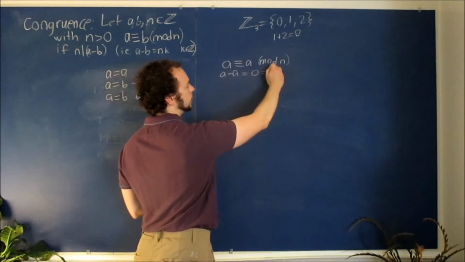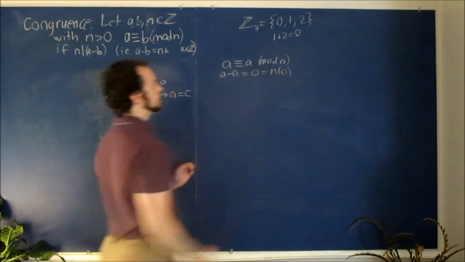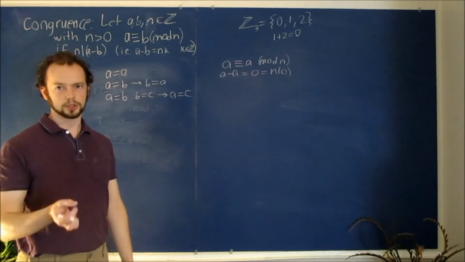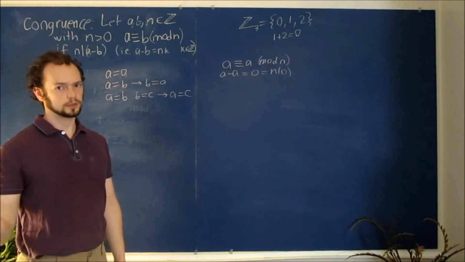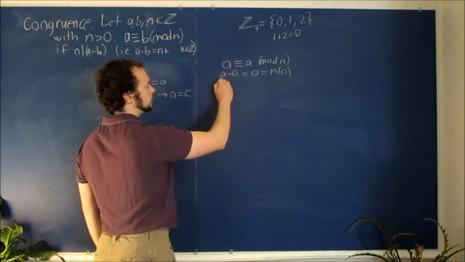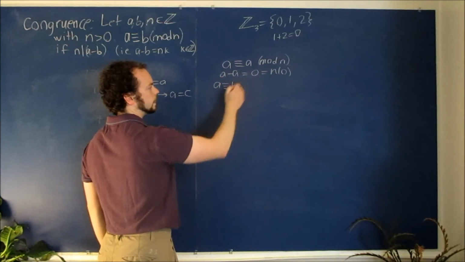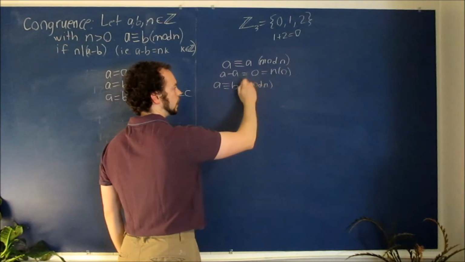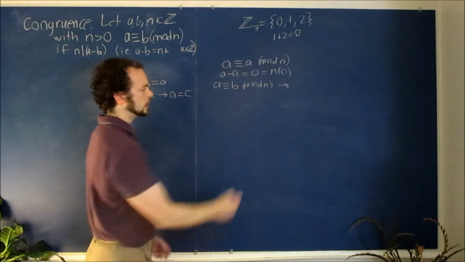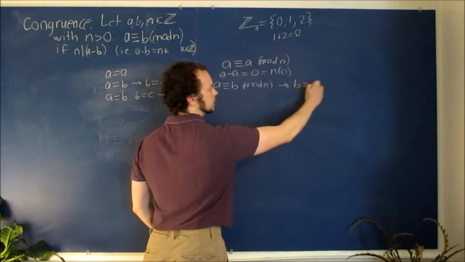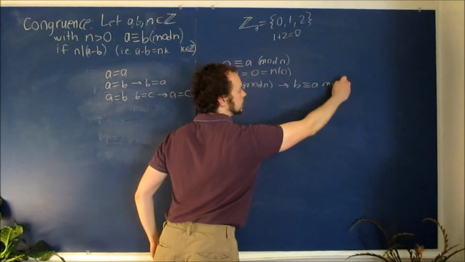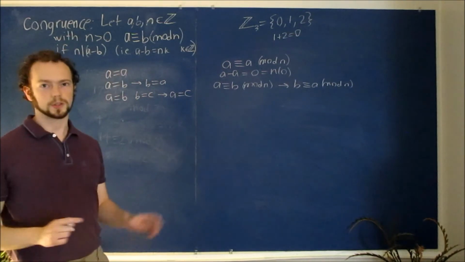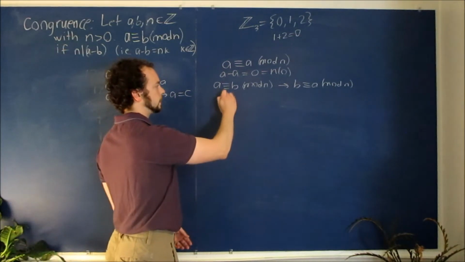We could even write this as n times 0, so it fits our definition. Okay, so every integer is congruent to itself. Now, what if we have a congruent to b mod n? Does that imply that b is congruent to a mod n? And the answer is yes, and this is actually pretty easy to prove.